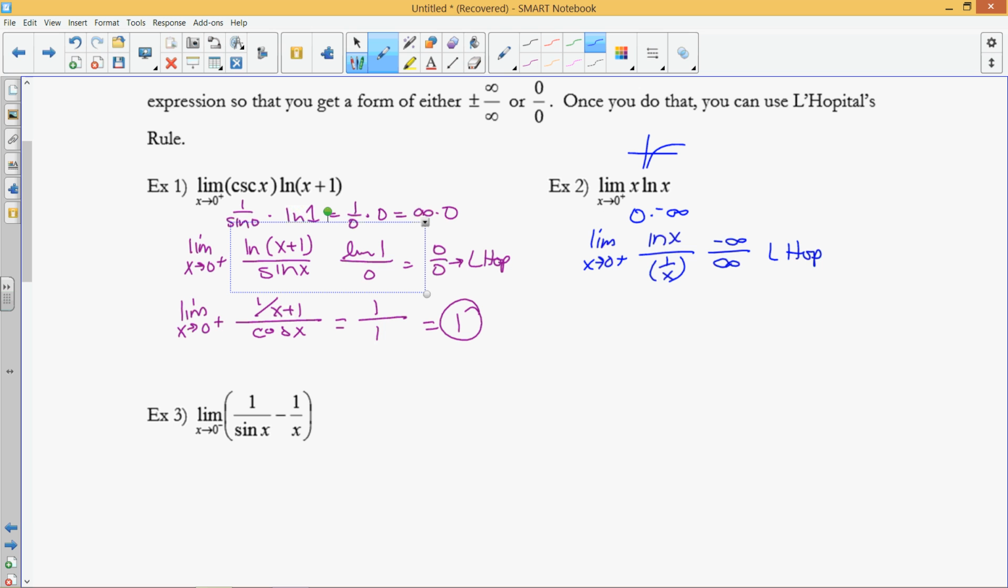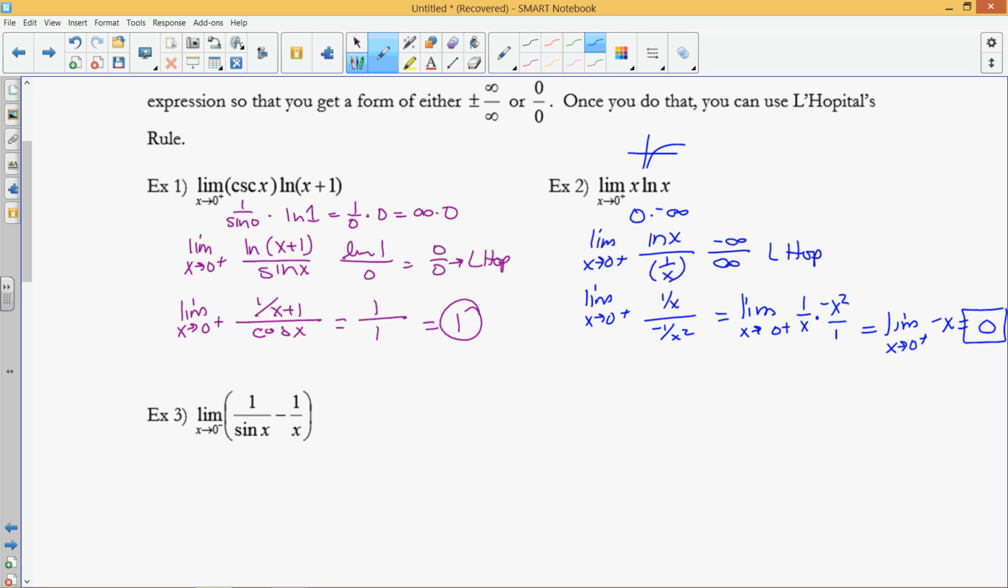So now I'm going to use L'Hopital. I'm going to take the derivative of the top and of the bottom. Derivative of ln x is 1 over x. The derivative of 1 over x is negative 1 over x squared. I'm going to simplify that, so that's the limit as x approaches 0 from the right of 1 over x times negative x squared over 1, which is the limit of negative x. Well, the limit as x approaches 0 of negative x is 0. So here's a crazy case where infinity divided by infinity is 0.